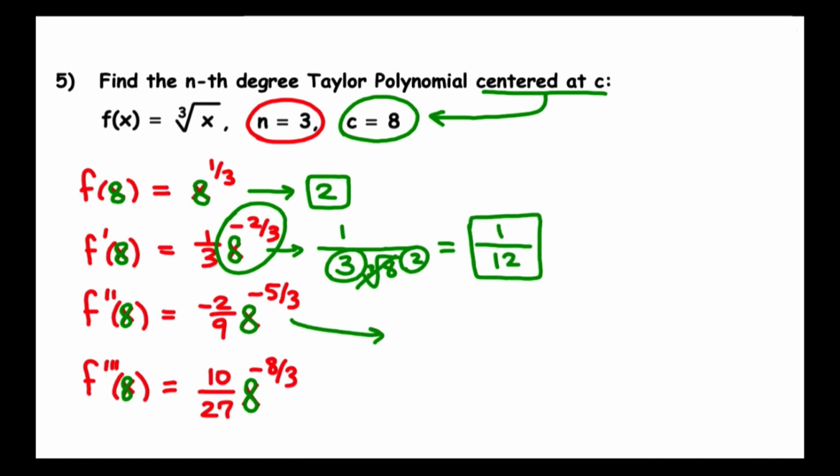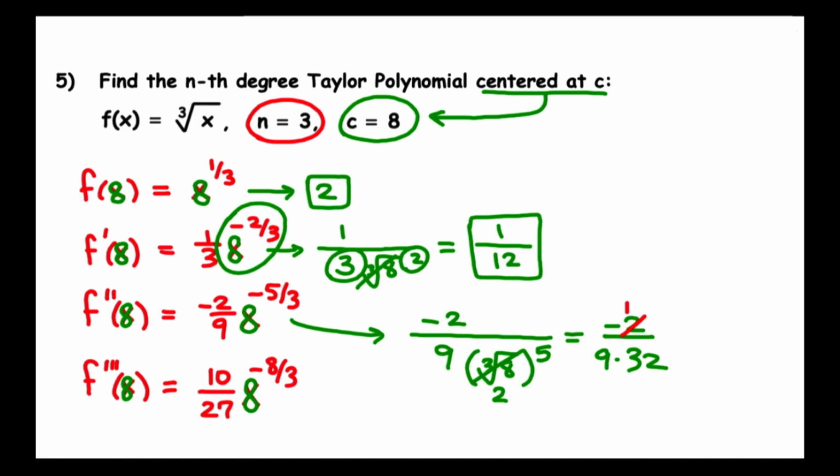Let's make a lot of room here. Negative 2/9, and it's going to be 8 to the negative 5/3. I already know that the cube root of 8 is going to be 2, so that's going to be a common theme. So cube root of 8, which is a 2, it's to the 5th, and it's negative, so I put it in the denominator. So 2 to the 5th is 32. All right, I can cancel that into the 2. 9 times 16 is 144, so that's negative 1/144.